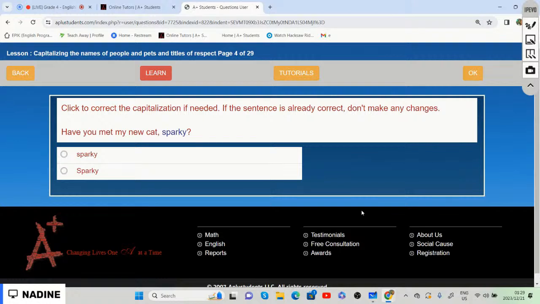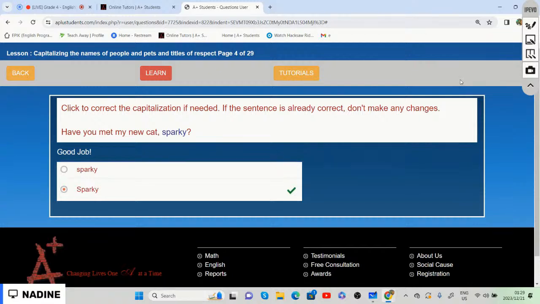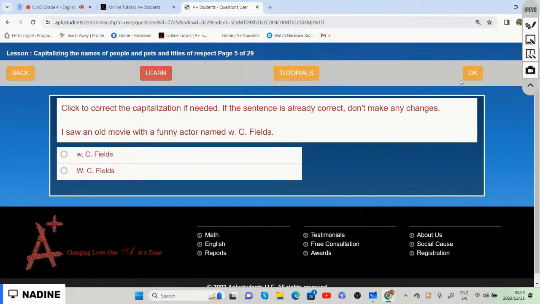All right, so if we choose the name of our pet, we said that the names of a pet need to be capitalized. So Sparky capitalized is correct. Well done. Because the names of people as well as pets need to be capitalized.